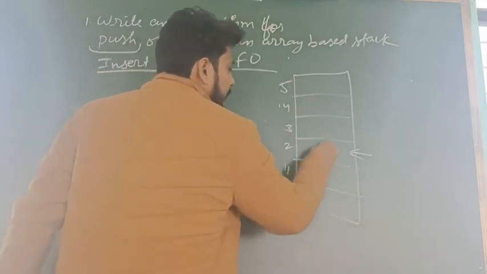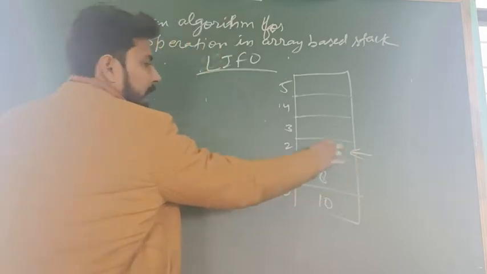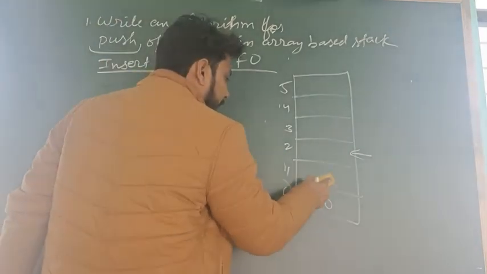Suppose your top is here, some element is there: 6, 8, 10. Okay, so we have two conditions. If you have the top at some place, we can easily insert the element. But suppose I take an example.